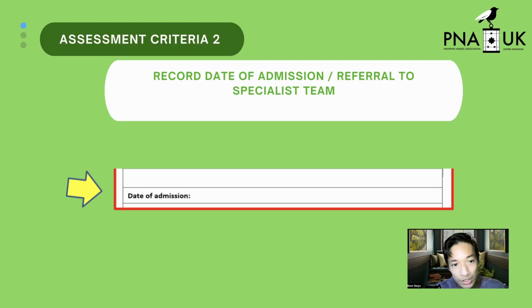No question. So the second criteria for the evaluation station is to record the date of admission or referral to specialist team. On the examination, and I think I mentioned this already in our previous webinar, you could write the word today to refer to the date. Alternatively, you could write the date of your examination. So if you write today in this section, that should be correct. If you write the date of your examination, that is also correct.